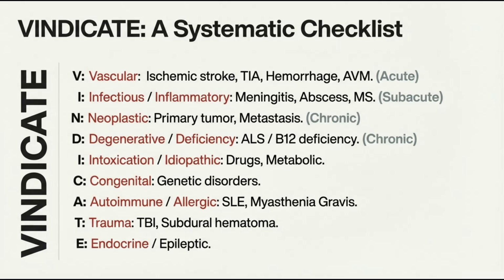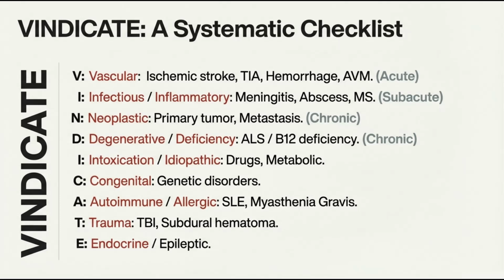It's V for vascular, I for infectious or inflammatory, N for neoplastic, D is degenerative or deficiency, like a vitamin deficiency, I is intoxication or idiopathic, C congenital, A autoimmune, T trauma, and E is for endocrine or epileptic. And the slide suggests using this in tandem with the arrowhead.